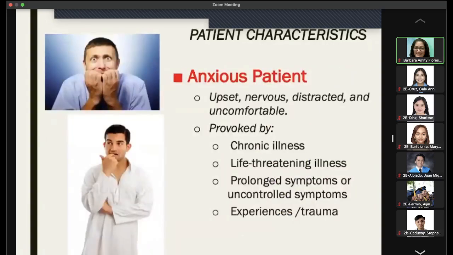And you have your anxious patients. So they are upset, nervous, distracted, and uncomfortable. So your anxiety is provoked by having a chronic illness, actually, realistically having a life-threatening illness, or maybe because they have prolonged and uncontrolled symptoms. Their anxiety may come from previous experiences, either their own experiences or experiences from family or friends, okay, or previous trauma.